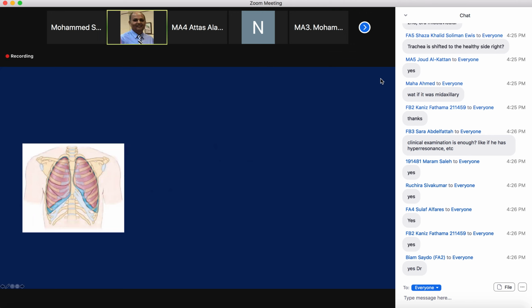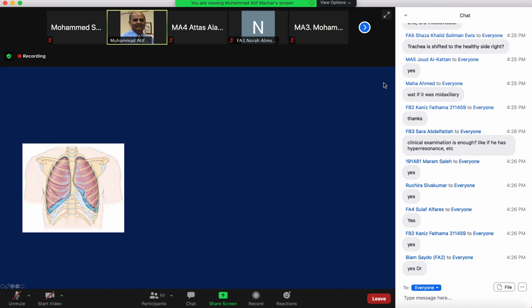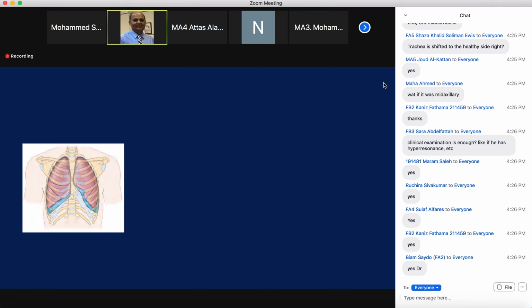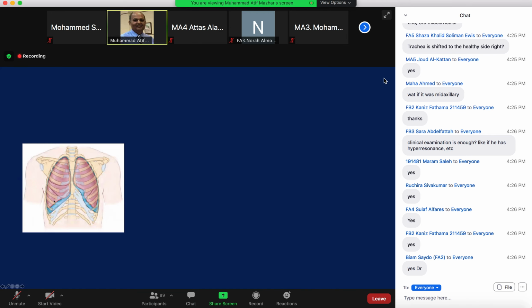So now, we learned that from the front, this is a normal lung. Remember, these images which I'm showing you right now are the normal structure. This is not a case of pneumothorax or hemothorax or chylothorax. So this is the normal limit.